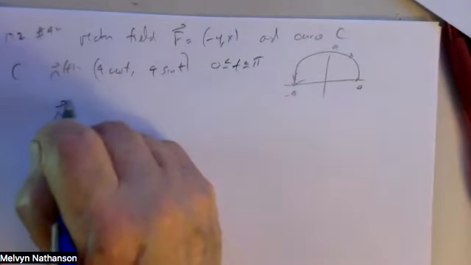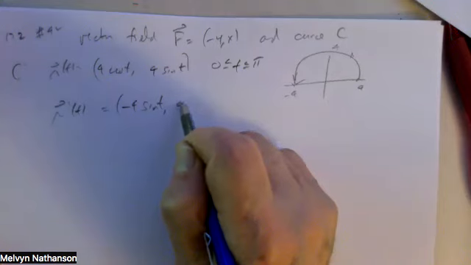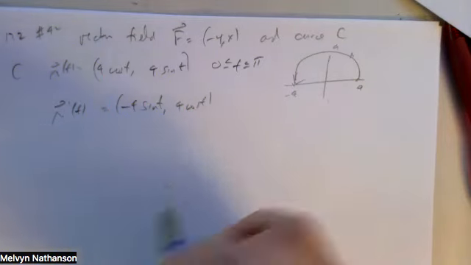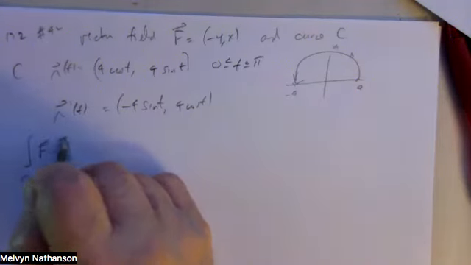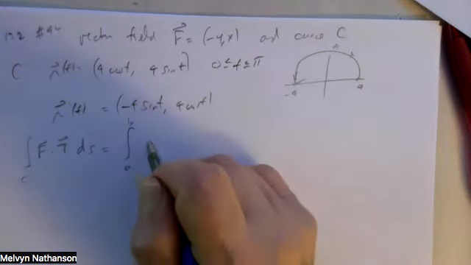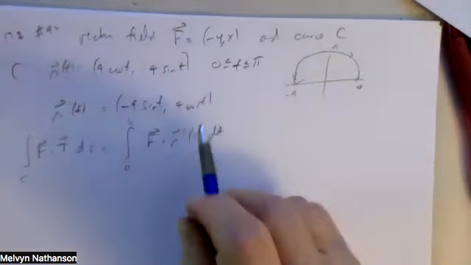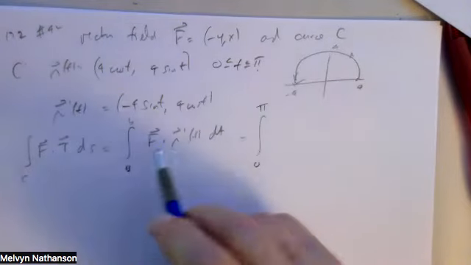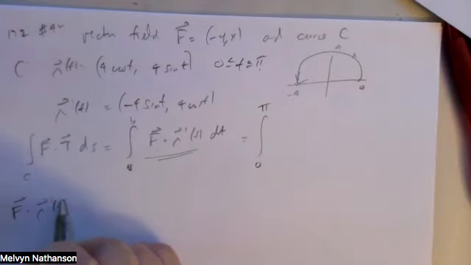So this is r of t. r prime of t, when you differentiate, you get minus 4 sine t, 4 cosine t. So the integral along the curve of F dot T ds is the integral from a to b of F dot r prime of t dt, where a is 0 and b is pi. Let's see, what is this? Let me compute this dot product, F dot r prime of t.